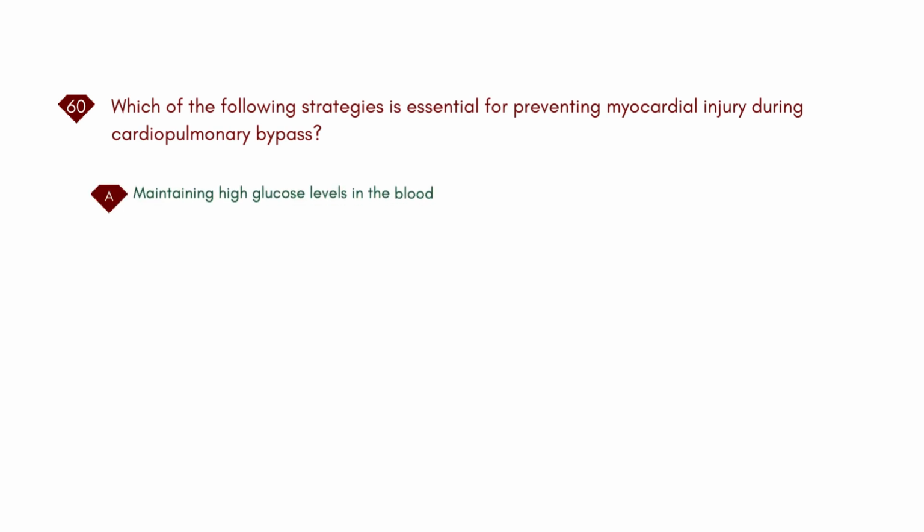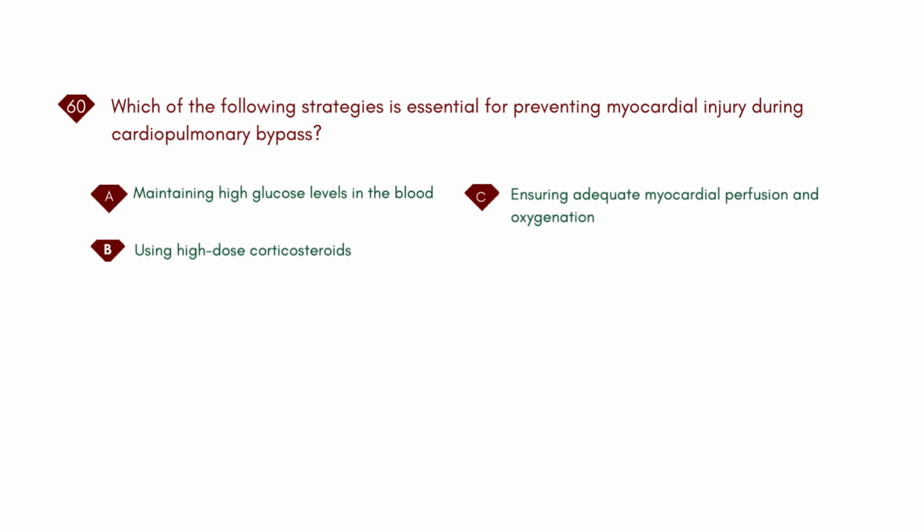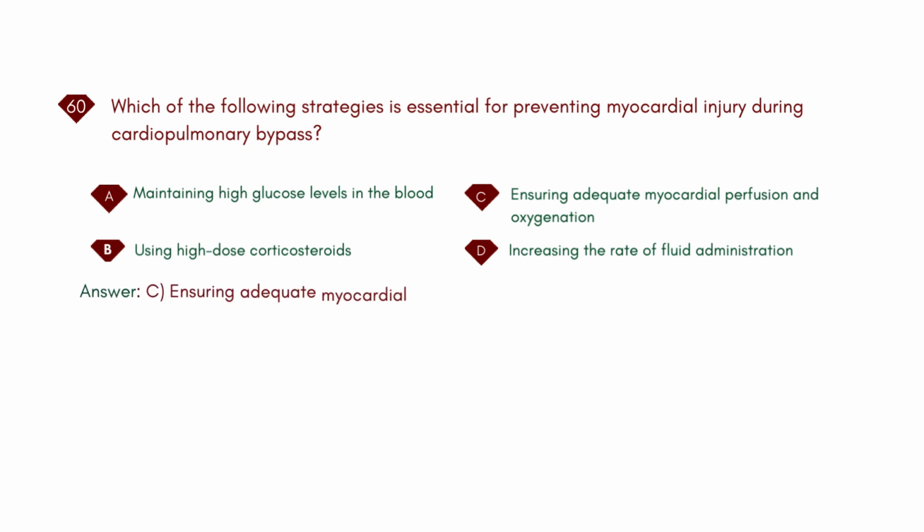A. Maintaining high glucose levels in the blood. B. Using high-dose corticosteroids. C. Ensuring adequate myocardial perfusion and oxygenation. D. Increasing the rate of fluid administration. Answer: C. Ensuring adequate myocardial perfusion and oxygenation.